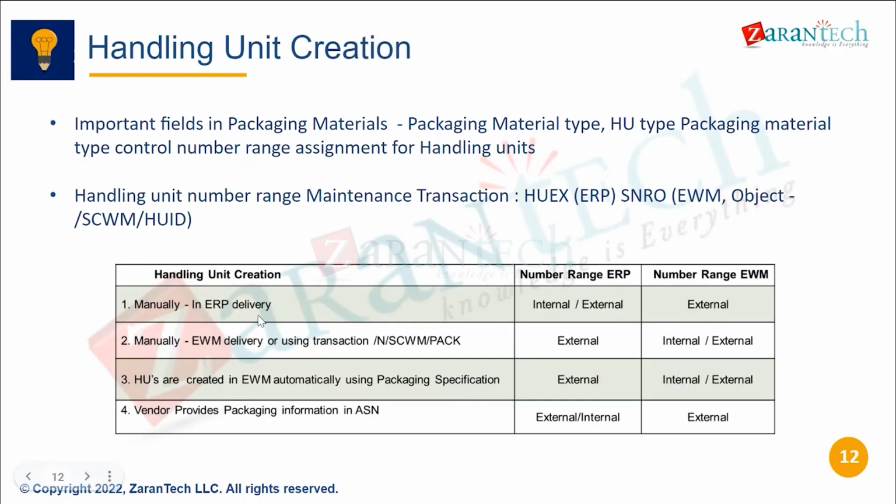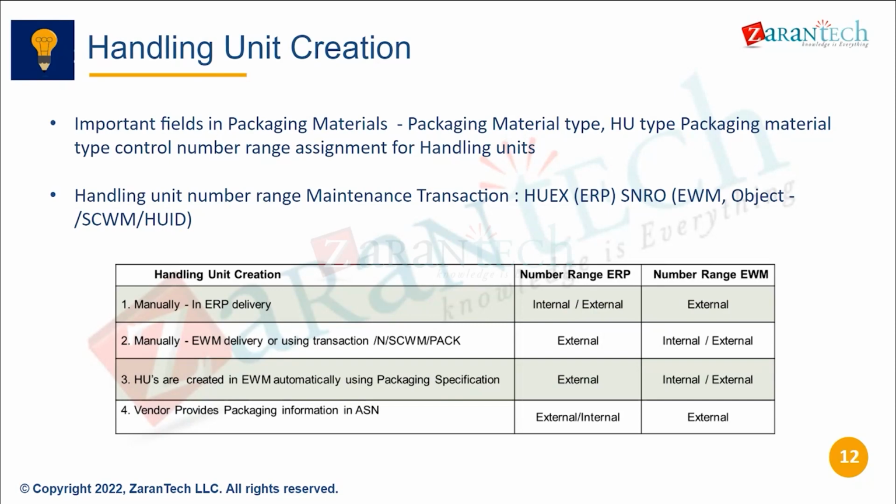Okay, so how will the handling units be created? Now you can see there are prerequisites before you create the handling unit number. You should have the packaging material, right? The packaging material type, in which you need to handle the products. SAP has come up with a standard packaging material type, VERP, which is always used by SAP to handle packaging materials such as boxes and cartons.